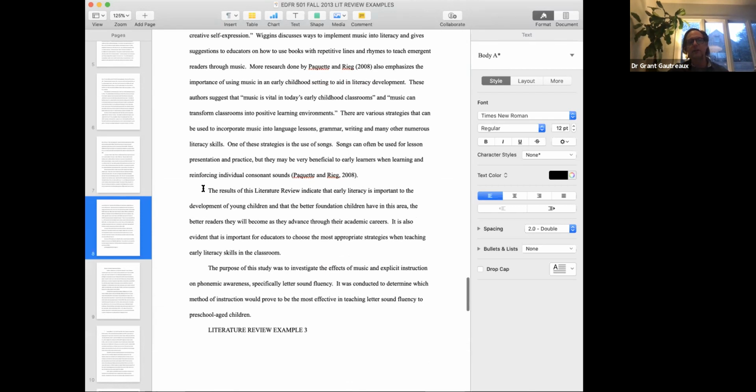So at the end, the results of this literature review indicate that early literacy is important. You wouldn't write it that way. You don't want to be so obvious or obtuse when you're writing a literature review. You can maybe write in summary or collectively, the research indicates that. And then at the end, the purpose of this study was to investigate the effects of music and explicit instruction on.